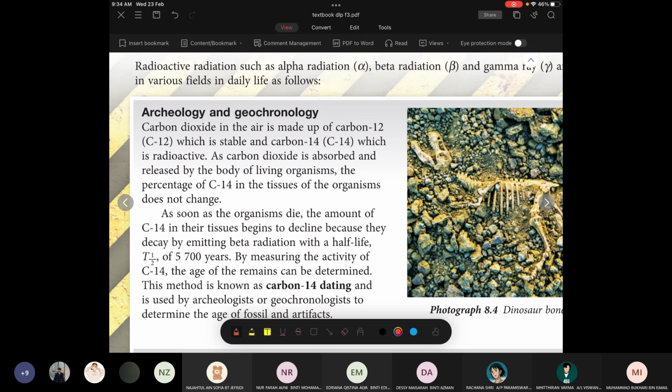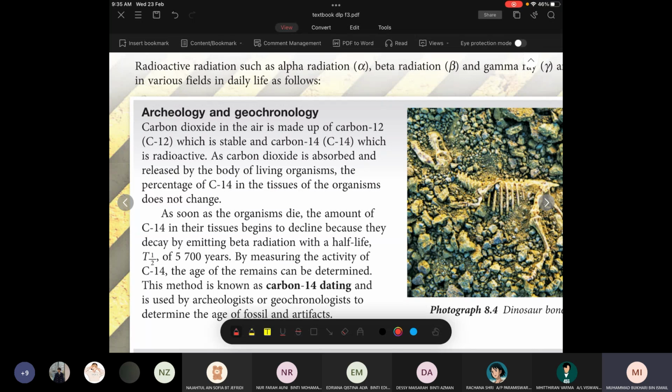So C14 doesn't change. The percentage of C14 in the tissues of organisms doesn't change. As soon as the organisms die, the amount of C14 in their tissue begins to decline. So we will be able to estimate from here because we know when it dies, then the amount of C14 will decline or reduce because they decay by emitting beta radiation with a half-life T half of 5700 years.